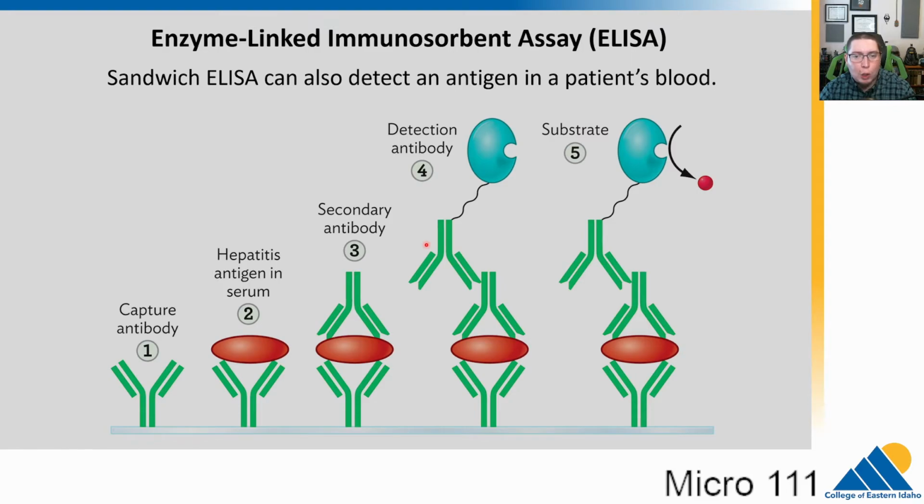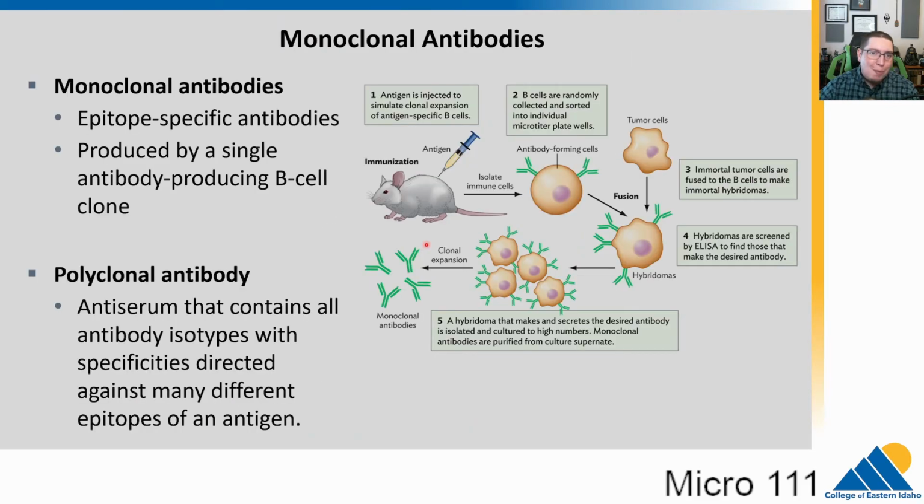We call them monoclonal antibodies. Monoclonal antibodies, you've probably heard of from COVID. We'll talk about that in a sec. But a monoclonal antibody is an epitope-specific antibody. So remember, it's specific to a very specific part of an antigen. And it's produced by a single antibody producing B cell clone.